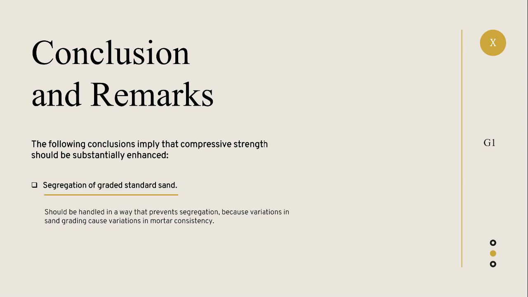Second, segregation of graded standard sand. It should be handled in a way that prevents segregation because variations in sand grading cause variations in mortar consistency. Care should also be taken to avoid the formation of sand mounds or crests in the sand, down which the coarser particles will roll. Gravity drawing devices for removing sand from bins should not be used.